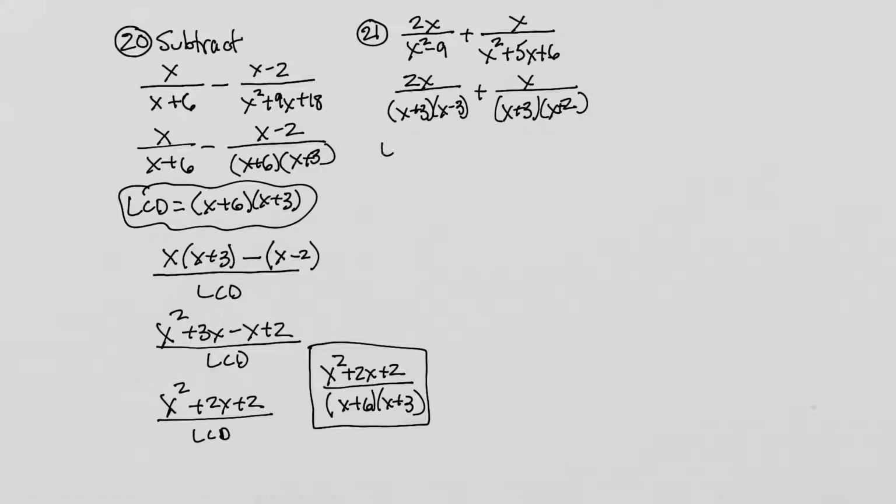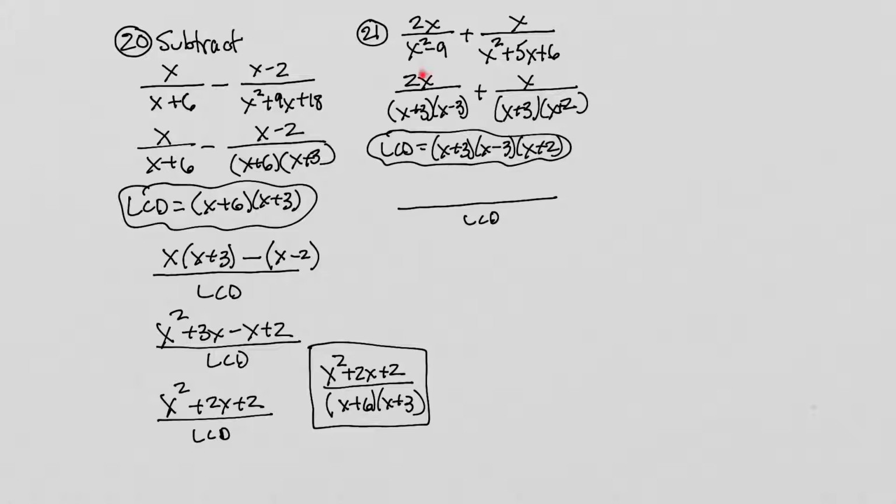So now our LCD is x plus 3, x minus 3. Now, I've got the x plus 3, the x minus 3. There's another x plus 3 over here, but both of these are to the first power, so I need it only once. But we still have this x plus 2. So we'll put that in there. And here is our LCD. So now I'm going to write a big fraction bar and LCD on the bottom. And let's make any adjustments on the top.